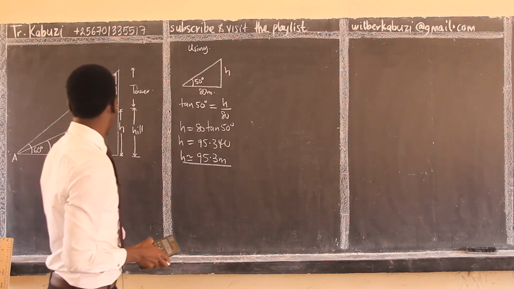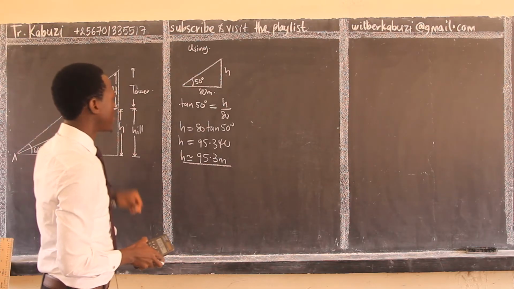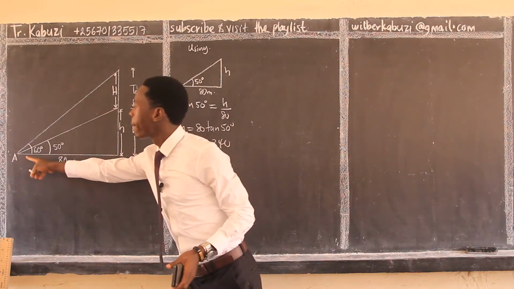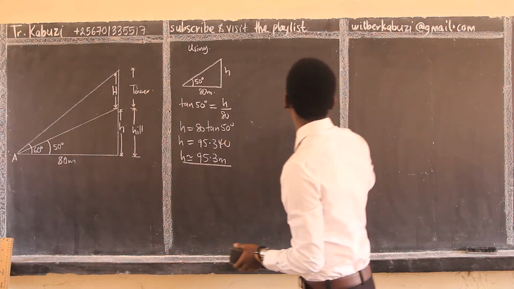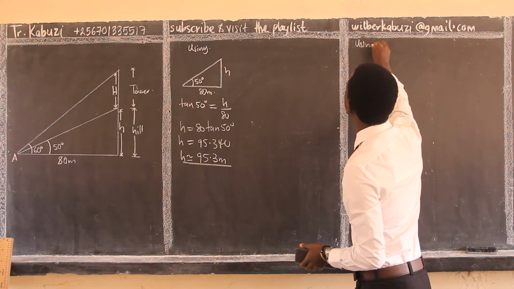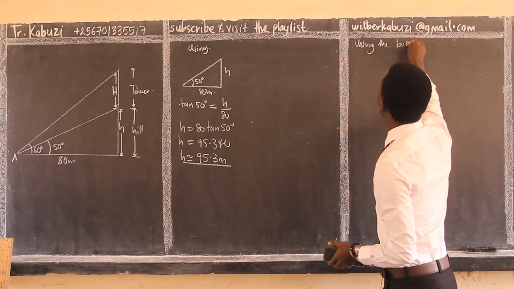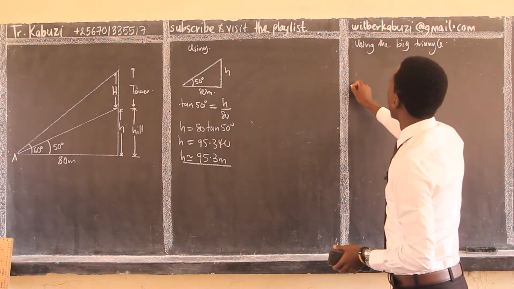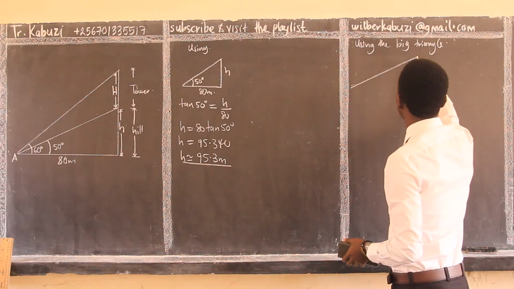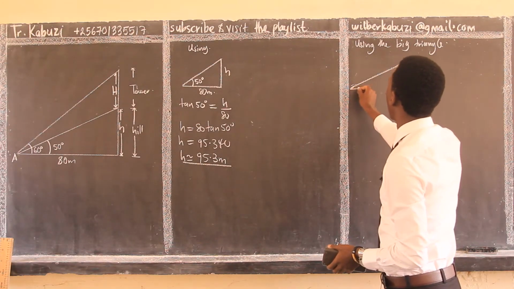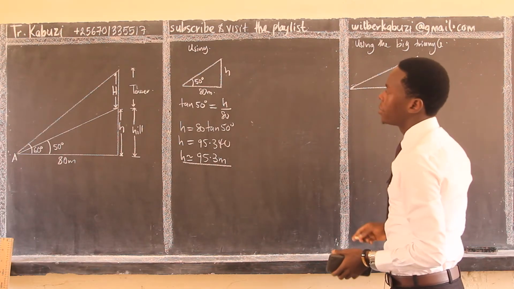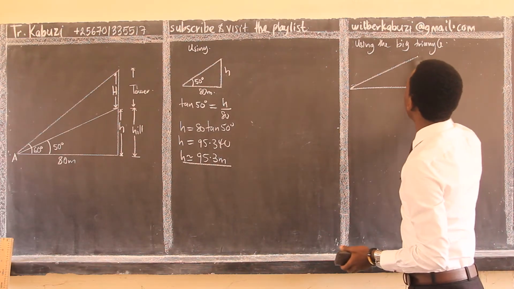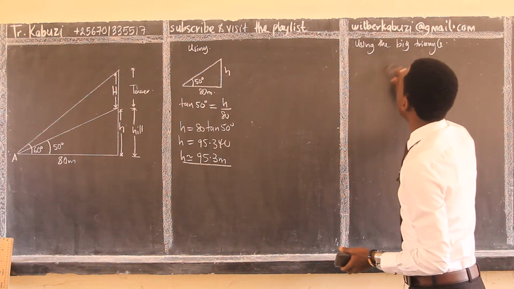Now, how am I going to get the height of the tower? To get the height of the tower, I'm going to use this big triangle. So using the big triangle, I extract it out. Remember, the big triangle has many things in it. Okay, let me maybe make it better.